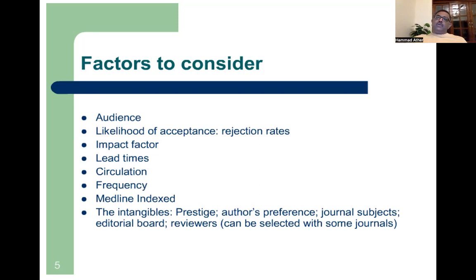Obviously, the most important thing is that the journal be part of the Index Medicus, or Medline indexed, or PubMed indexed. All these things are extremely important because that adds a little prestige and value to your publication. And again, these are important factors.